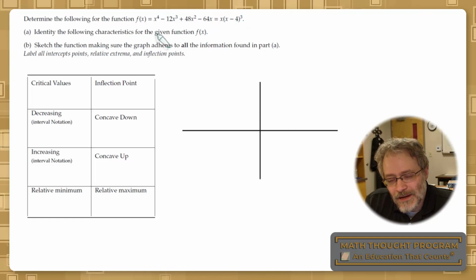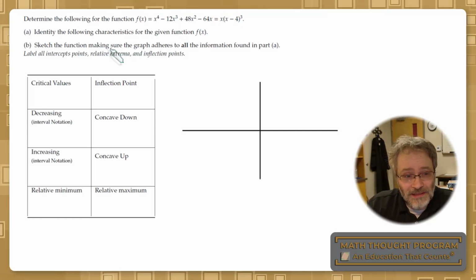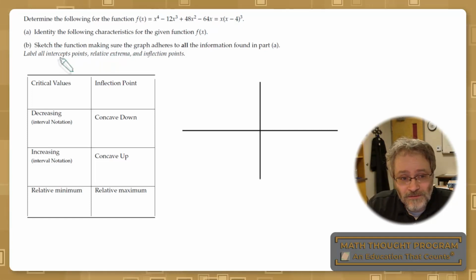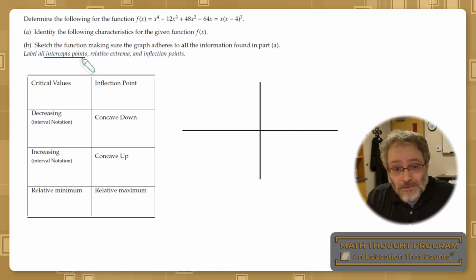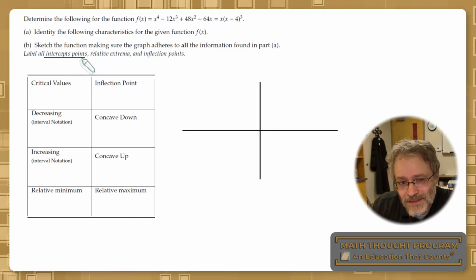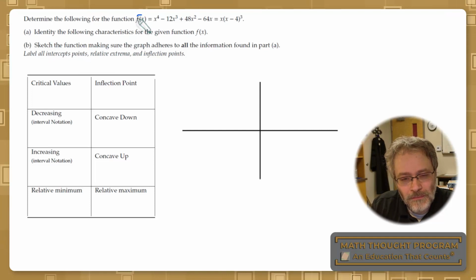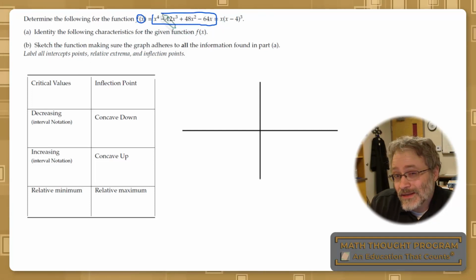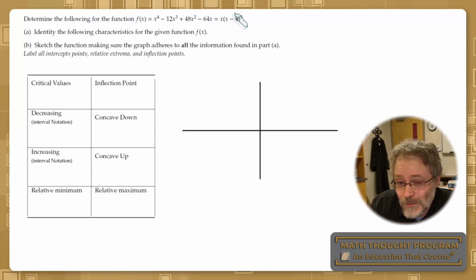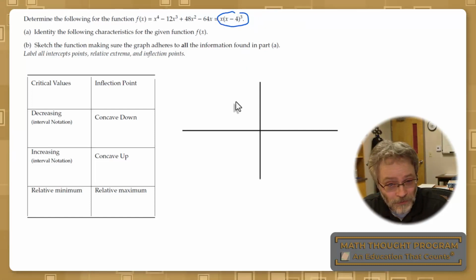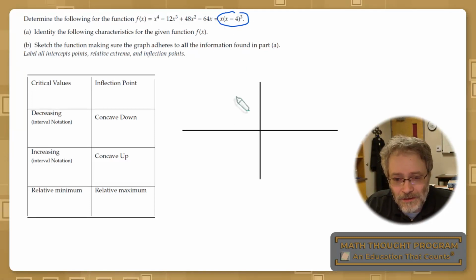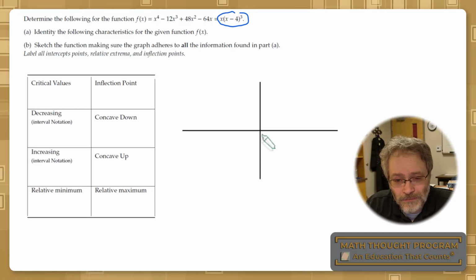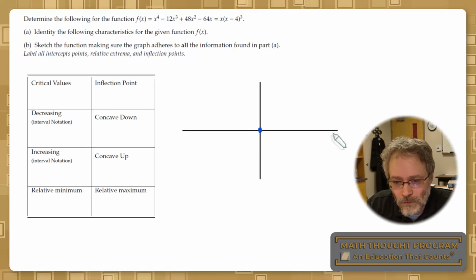The first thing is I might want to go ahead and just identify the intercept points. We have to do that eventually in the second part anyway. I could set my function equal to 0, but then it's going to require me to factor this. Luckily, it has already been factored, so I don't have to worry about that much in this particular part. I see that the intercepts are going to be at 0 and also over here at 4.